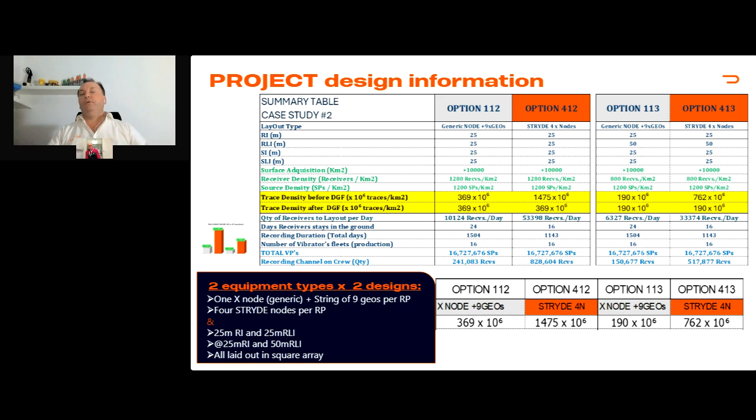So before, the raw data gives a volume of trace density that is really very impressive, either 369 million or 1.4 billion traces per square in the first case comparison, and then a lower density in the second case comparison. What is important is how we propose to manage this data set in the coming slides, and what is the effect on the project cost.